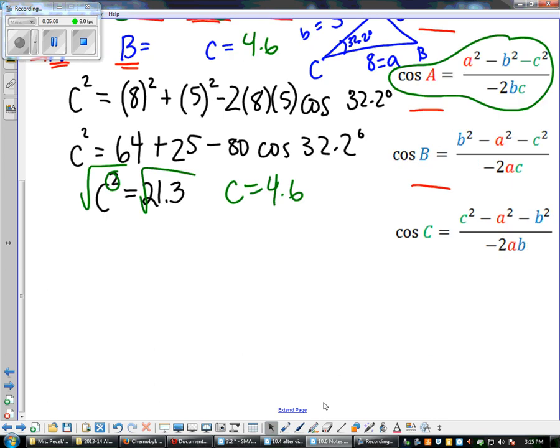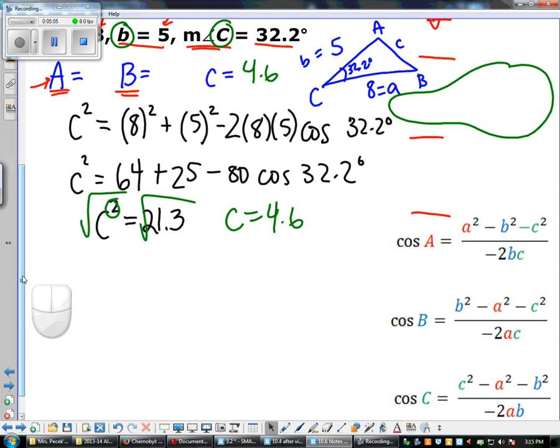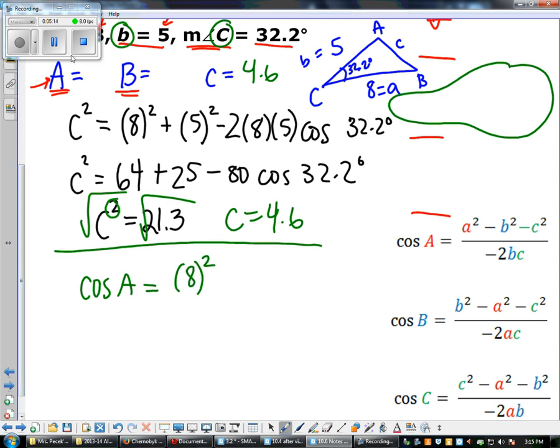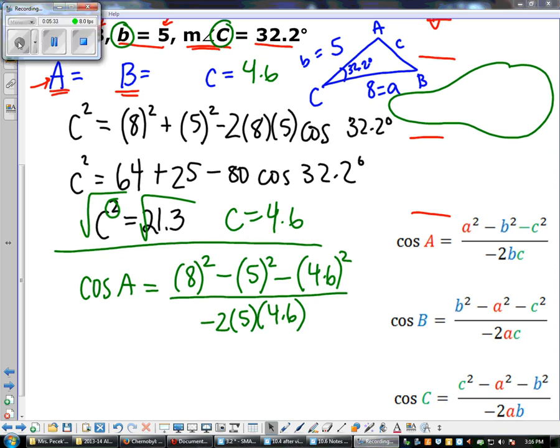So let's actually extend the page a little. Let's drag this down so we have some room and just pop up there so we can see what A, B, and C are. So to find the cosine of angle A, this is the next thing I'm solving for, we're going to say this is equal to A squared, which we know is 8 squared, minus B squared, which is 5 squared, minus C squared, which is 4.6 squared. We just found that one. All over -2 times B times C. So we're going to go to our calculator, and we're going to plug in what this is.